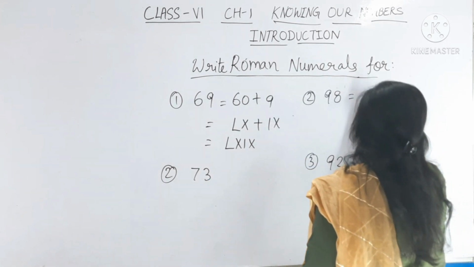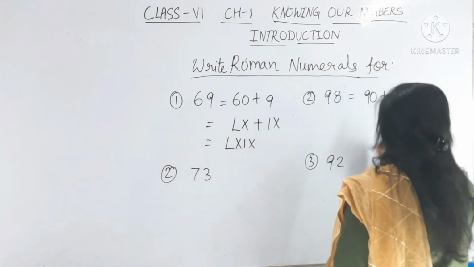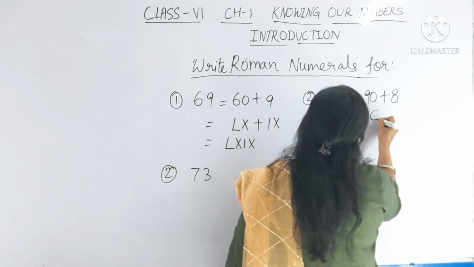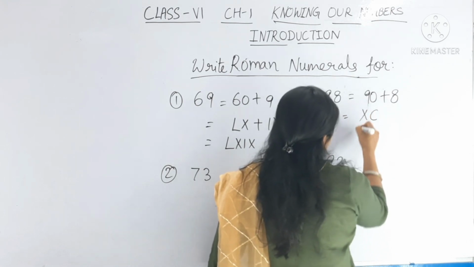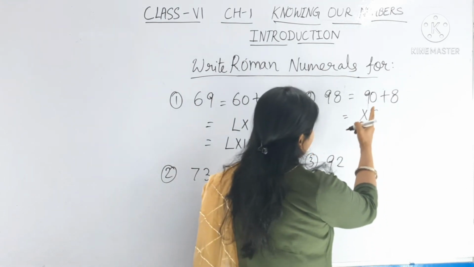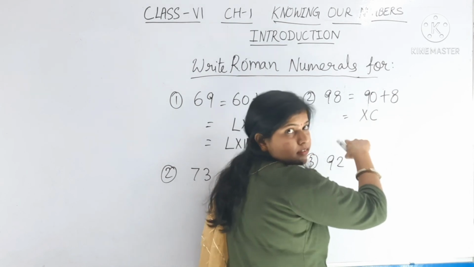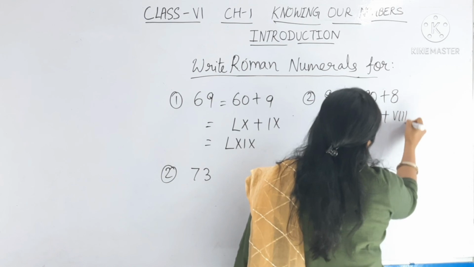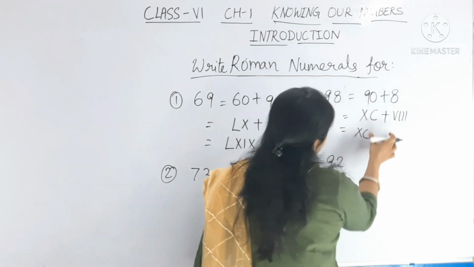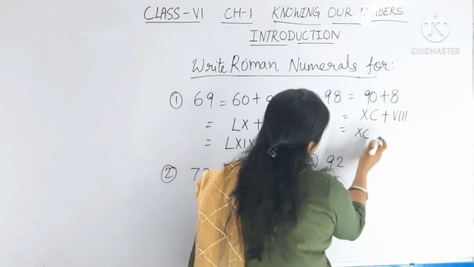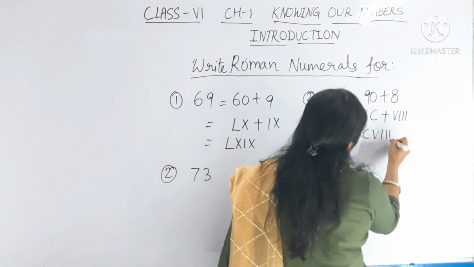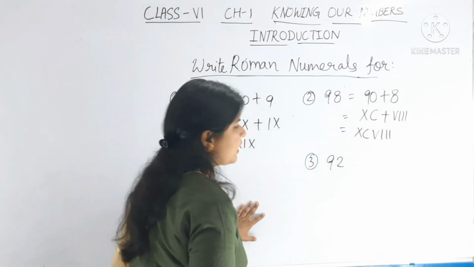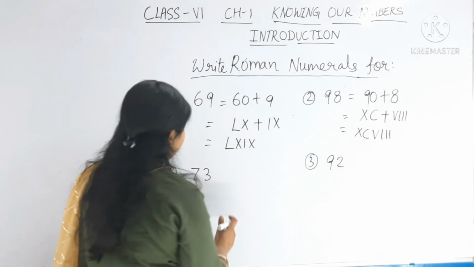Now the second one is 98. You can write here 90 plus 8. So we know that C is 100 and 100 minus 10. For subtraction, we have to write on the left side. And 8, we can write like this. So after merging, how do you write it? For 98, this is the Roman numeral. It is very easy by following the rules of Roman numerals.